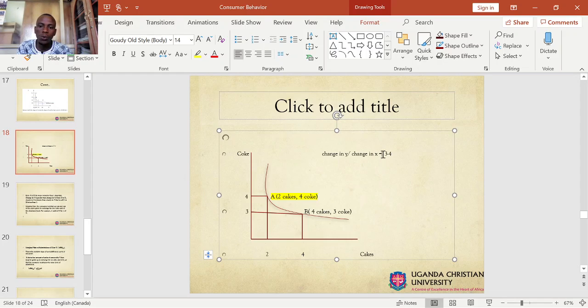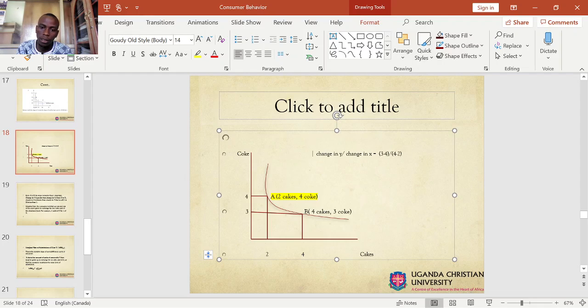3 is our new y. Recall we moved from 4 to 3, so 3 is our new y and 4 is our original y, divided by the new x, which is 4, minus the old x, which was 2. So in this case, sorry about that. Yes, this would be 4 minus 2, and I was saying 4 is our new x, minus our old x, which was 2.